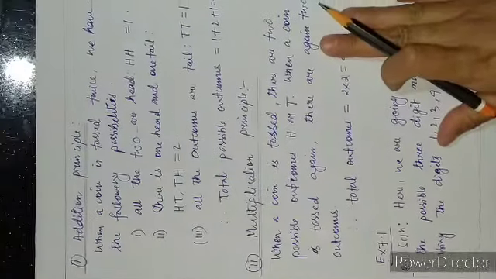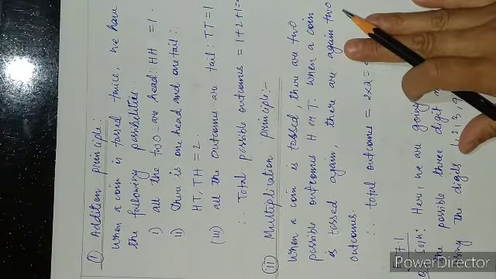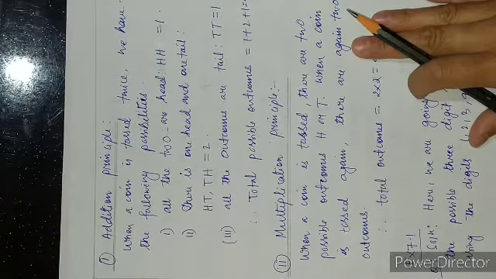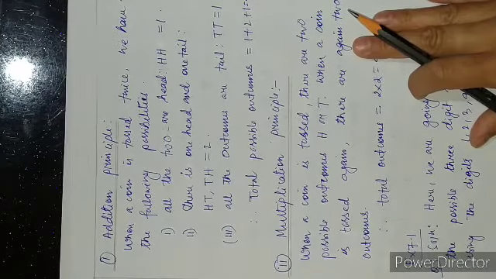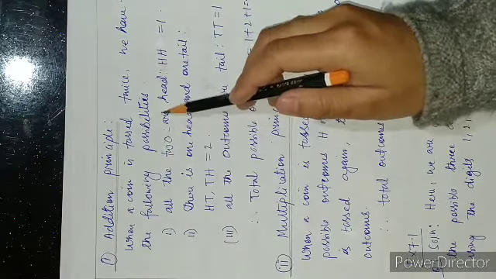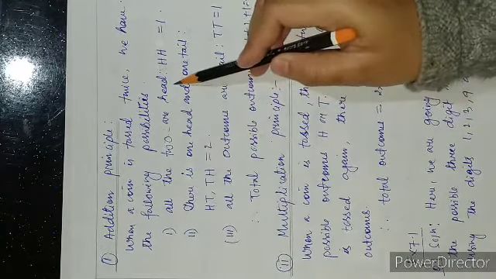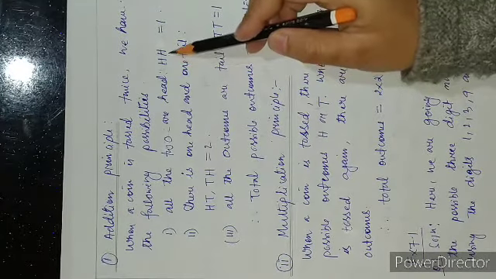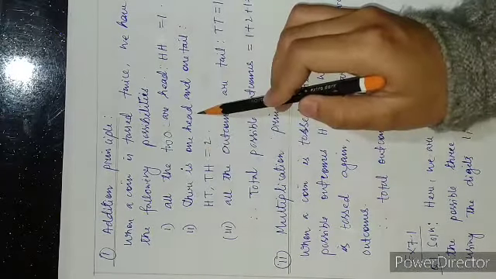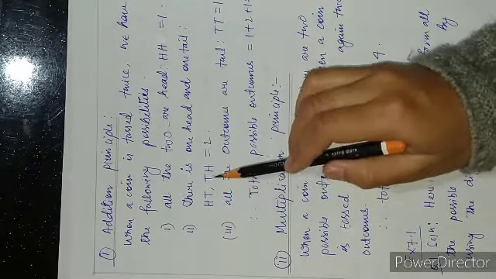When a coin is tossed twice, we have the following possibilities. Number 1, both outcomes are heads. Total possible arrangement is 1. Then there is 1 head and 1 tail. In this case, we have 2 arrangements, that is HT and TH.